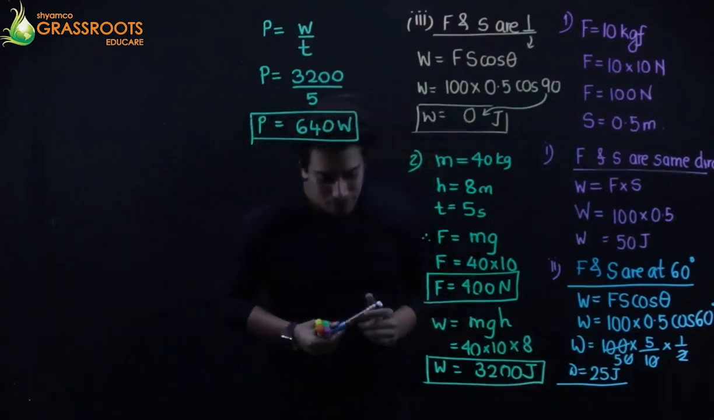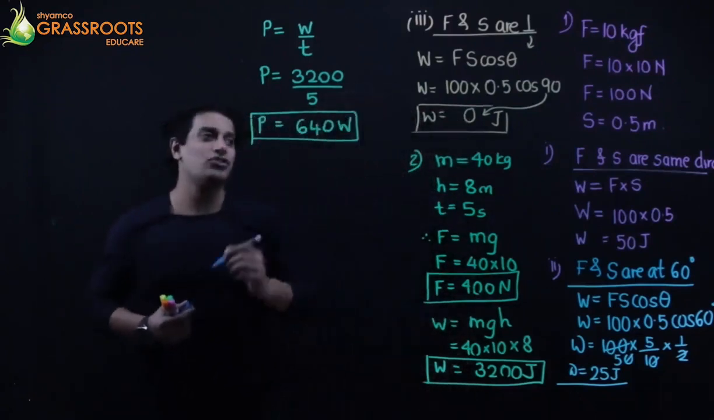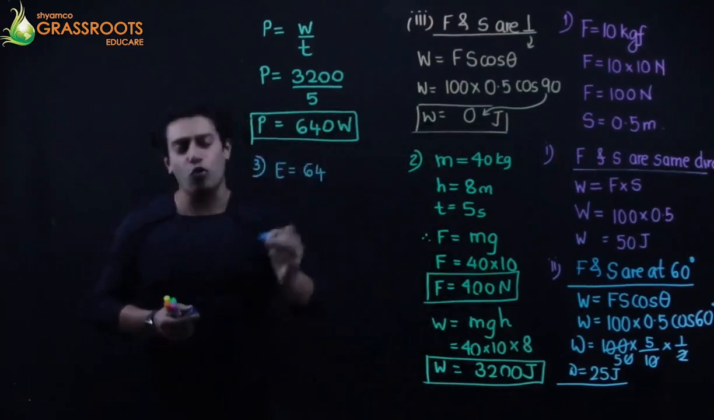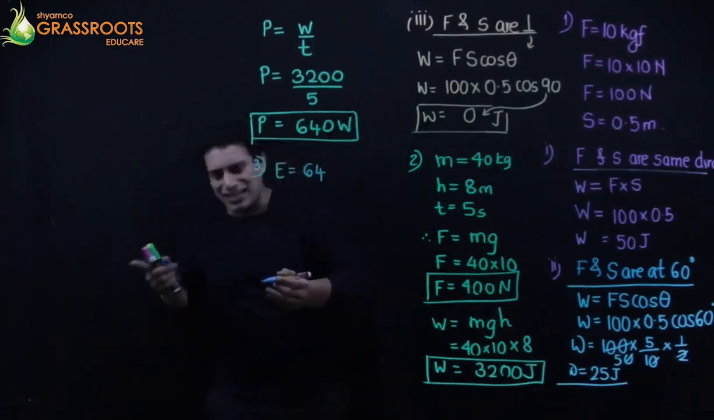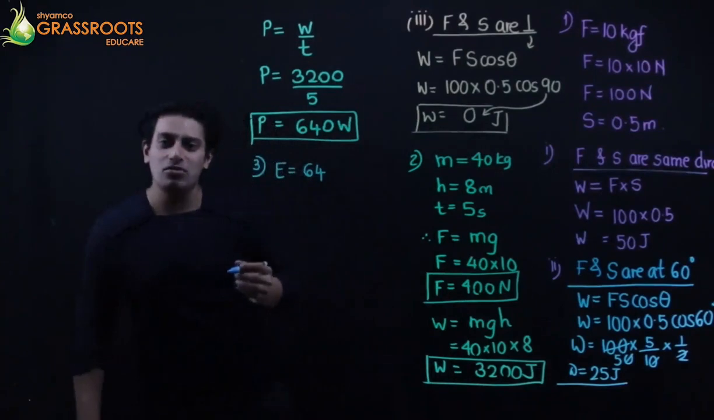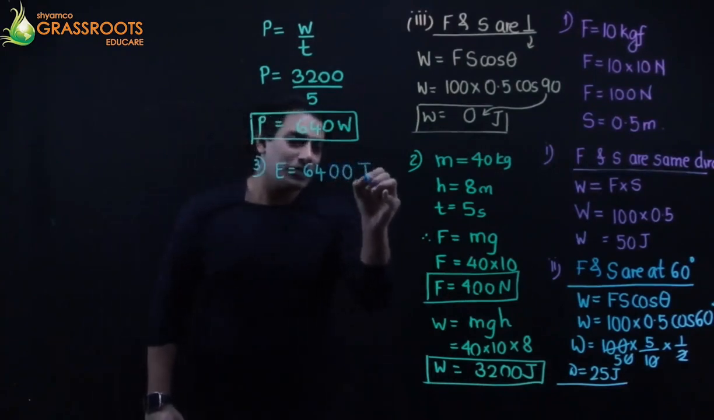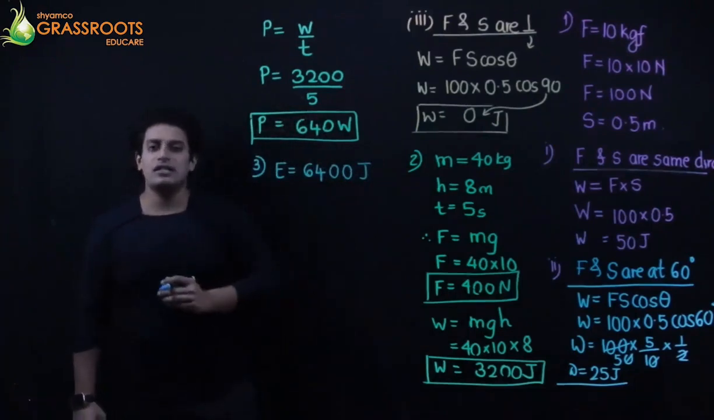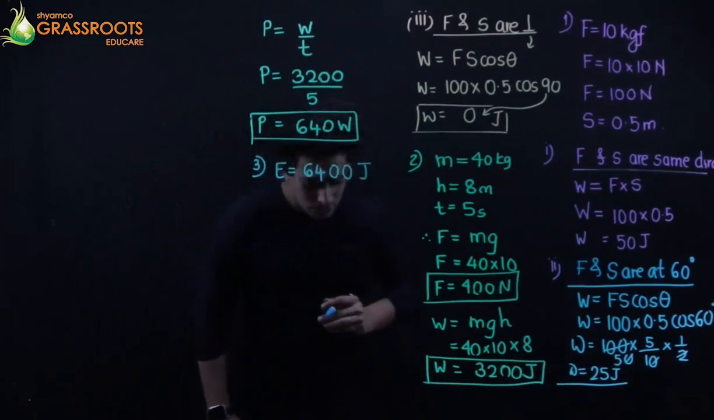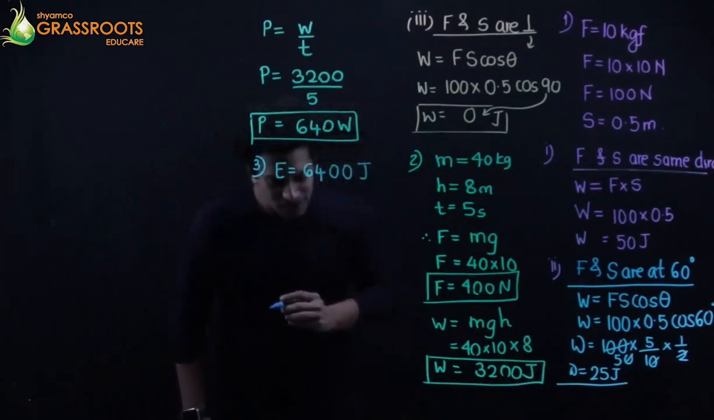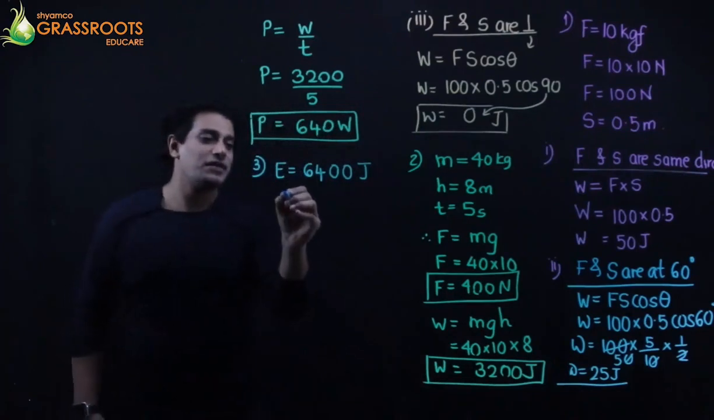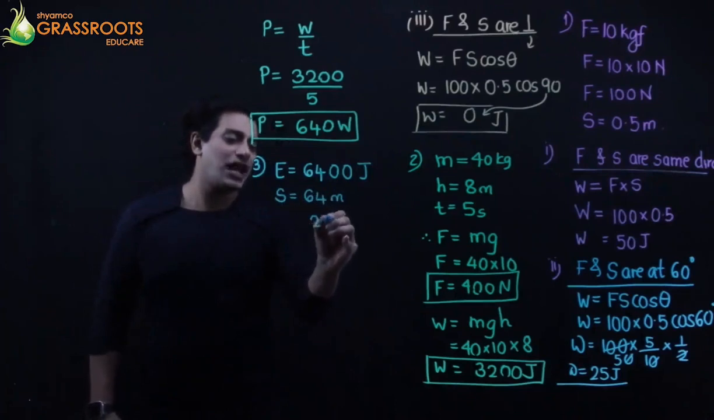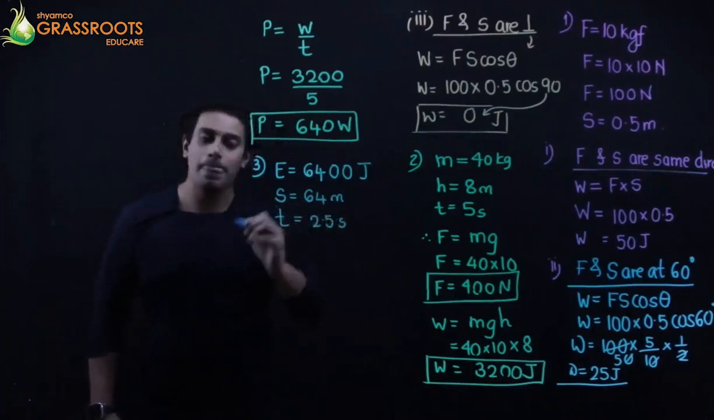Third. A man spends 6.4 kilojoules of energy. Alright. So energy spent is 6.4 kilo multiply by 1000. Kilojoules ko I converted into joules by multiplying it by 1000. 6400 joules. Okay. And displacement is 64 in 2.5 seconds. Displacement you can write S 64 meter, time is 2.5 seconds. Right?